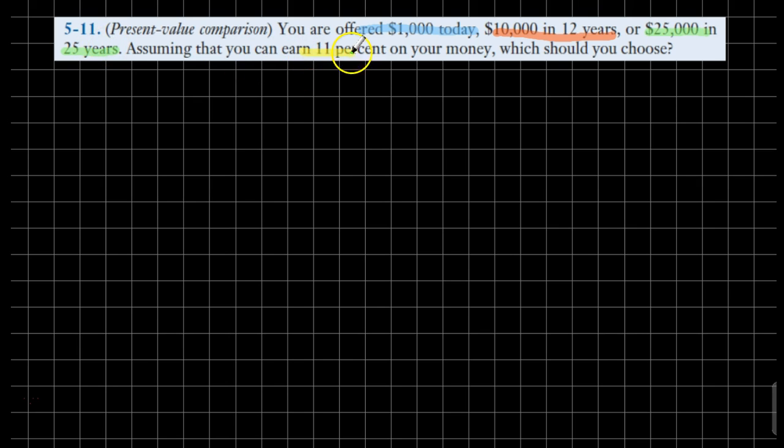Knowing that you can earn 11% on your money, so this is kind of your opportunity cost on any of your investments, how do we deal with it? Let's start with the first one. The present value of the initial one, so we can call it the blue investment, is basically $1,000 today.